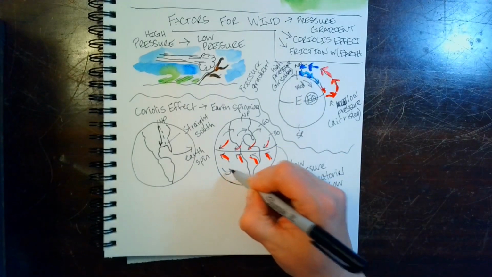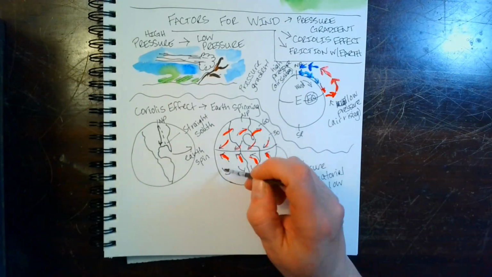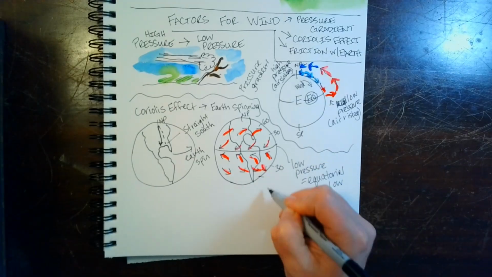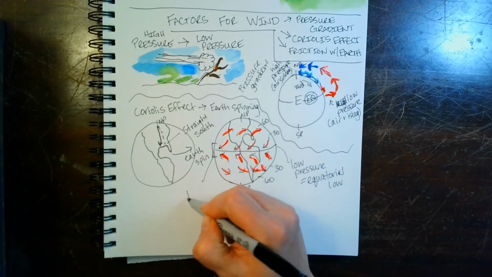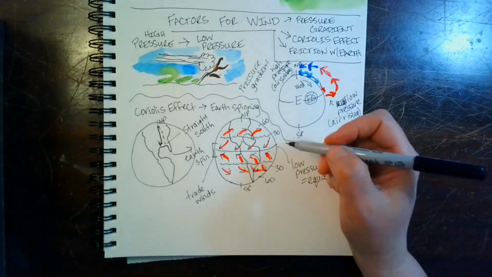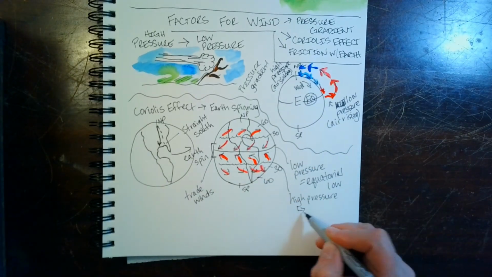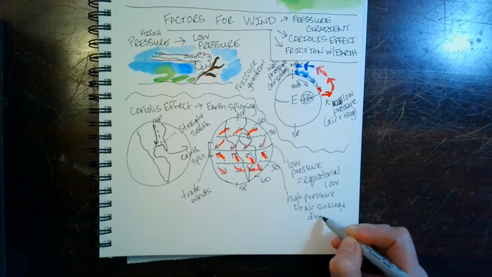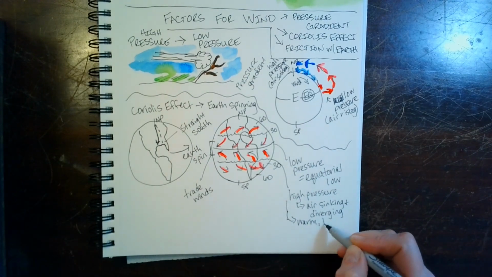That high pressure system at about 30 degrees latitude is also pushing air north and south. That north and south push of air we call the westerlies, which is still warm air, but it is being deflected in the opposite direction as the trade winds.